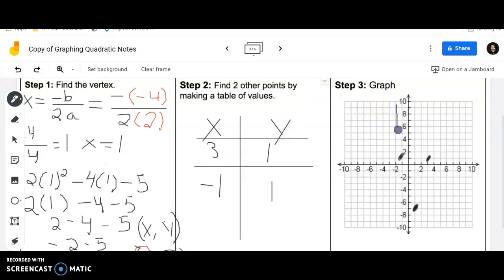Now, it's really hard to make straight a parabola on the Jamboard, but that's going to be the best I can do. And if we were to have an axis of symmetry, it should look about the same on both sides, right? Moving on to the next one.